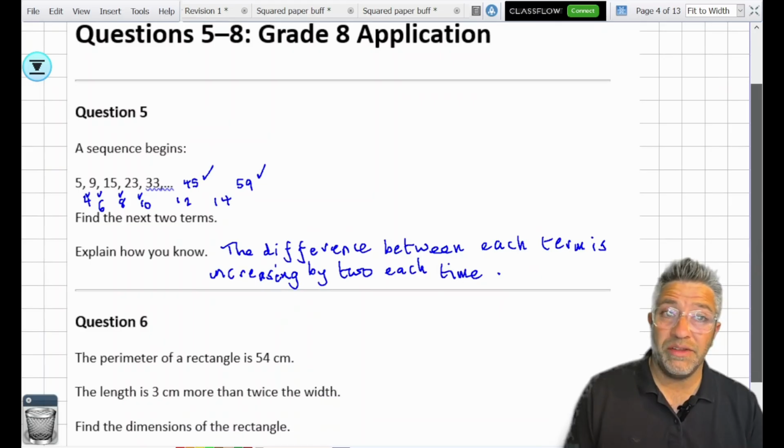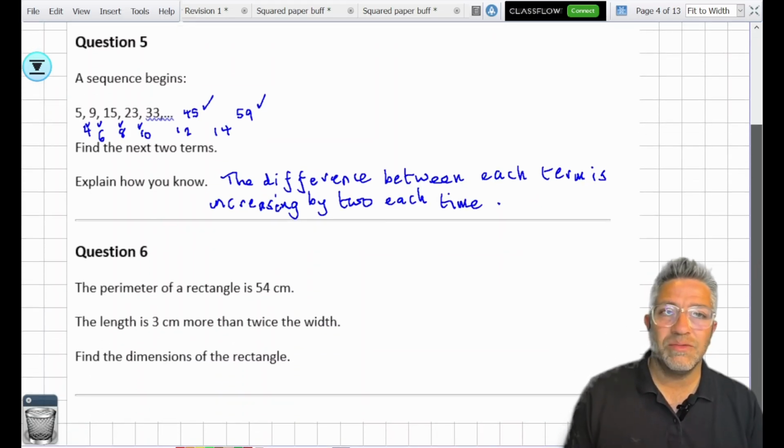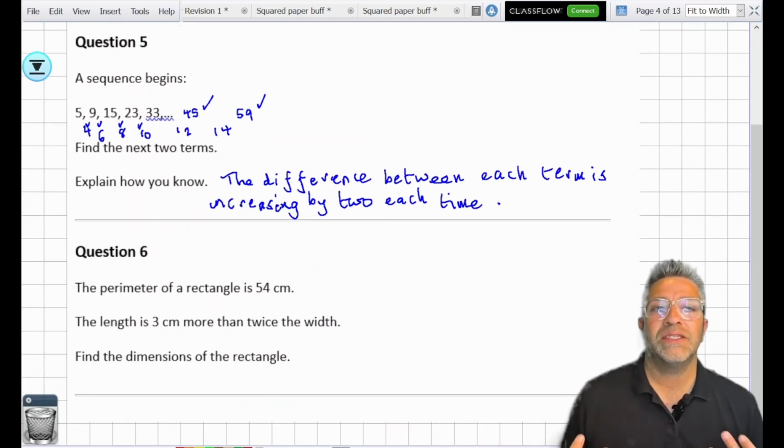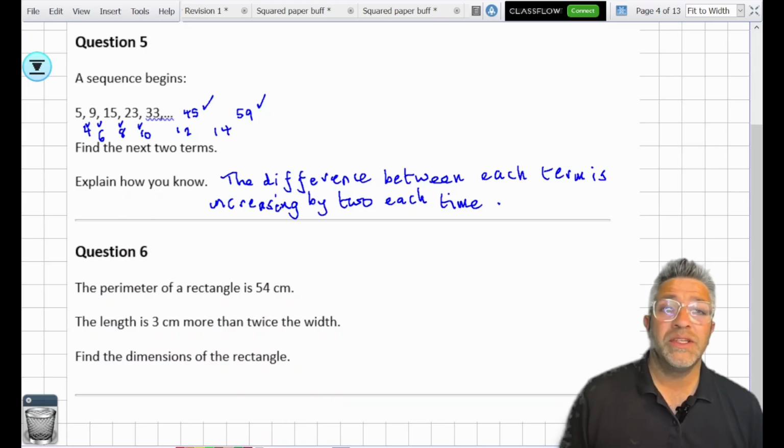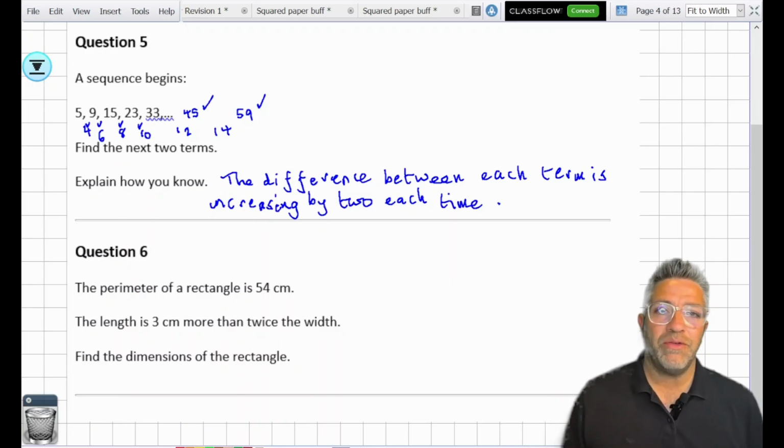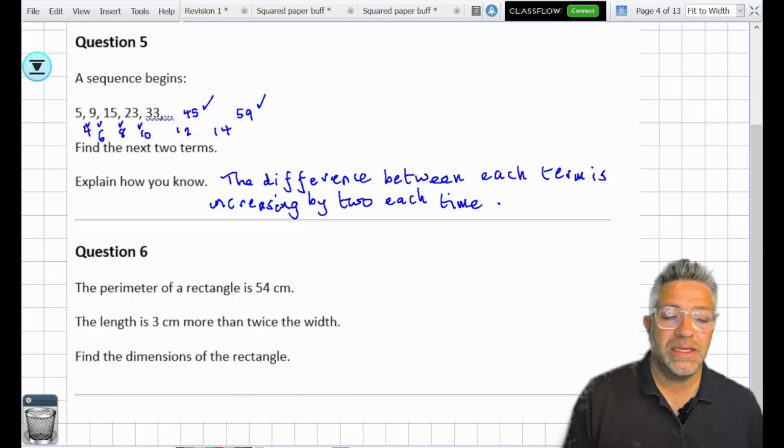Hopefully that's pretty straightforward. But at the start we said about including enough mathematical justification. Please don't just simply write the answers 45 and 59. It'd be quite clear to anyone you know what to do, but it is actually asking you to explain how you know, not just writing the answers.